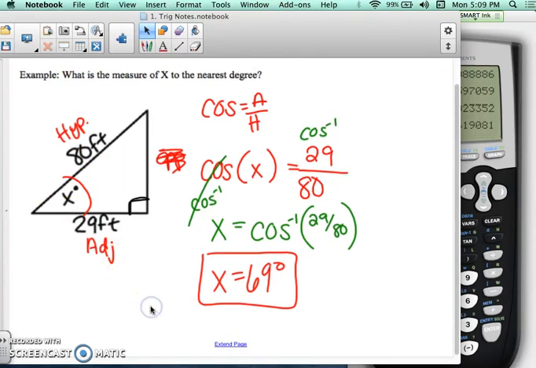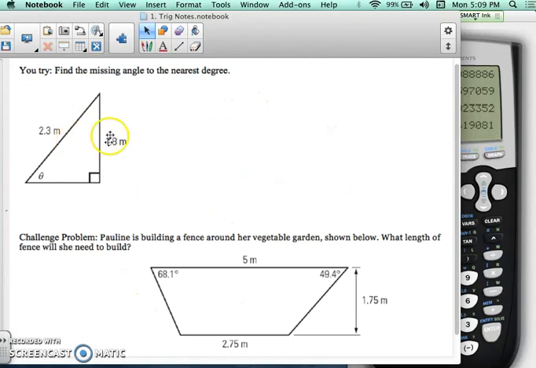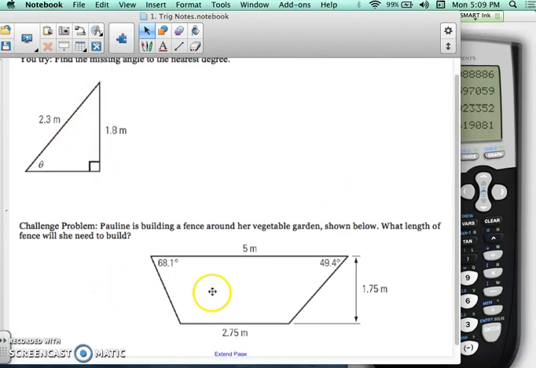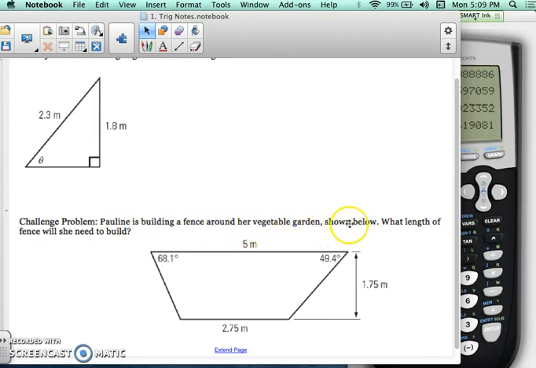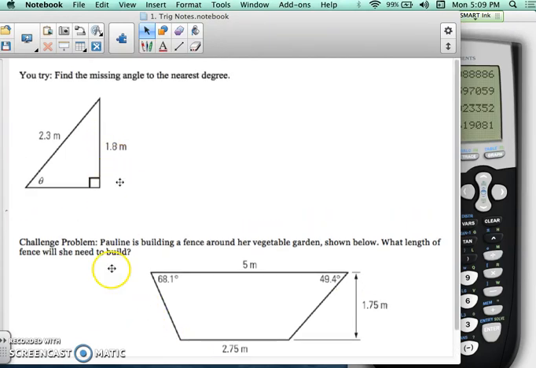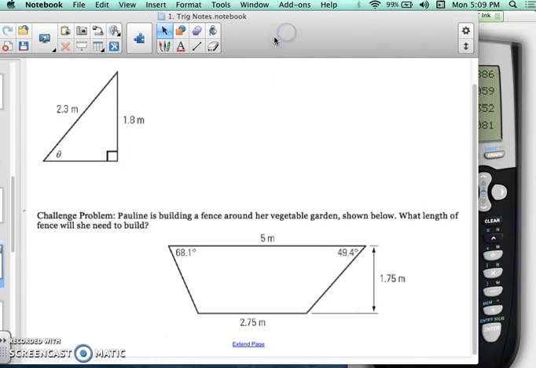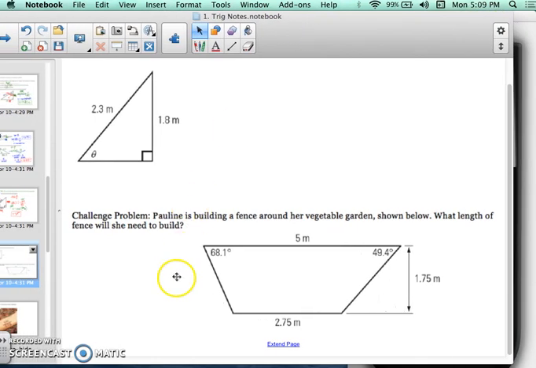Why don't you try this one, and then try this challenge problem. Pauline is building a fence around her vegetable garden. What is the length of the fence she will need to build? We know this side of the fence and this side of the fence, so we need to use trig to find this diagonal side, which we can't do with the Pythagorean theorem. Try this first one and the challenge problem on your own, press pause, and we'll go over the answer.